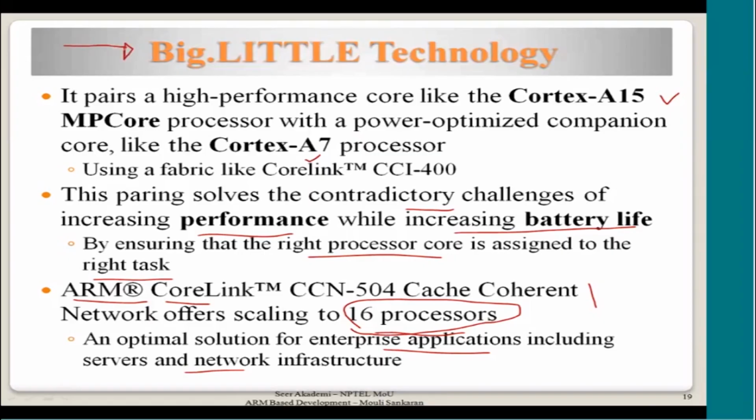So keep in a single solution in a SOC one bigger high performing core and then a low end core also, and then the software as well as the hardware running there, with the support of hardware, of course, we will be able to allot a particular core for a particular kind of process. Okay.